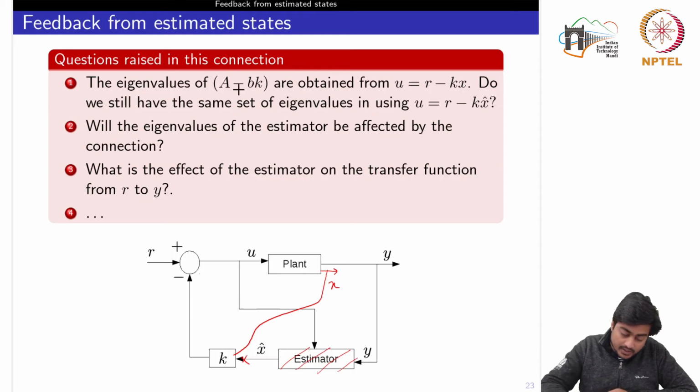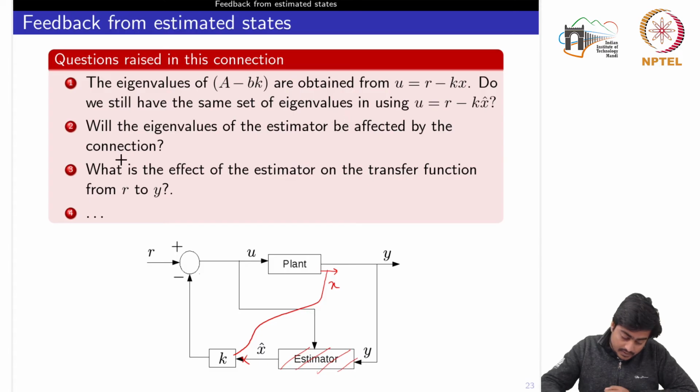Okay, so we had seen already that the closed loop state matrix would be A minus BK. Now if we are using this estimator, will the eigenvalues of the closed loop system still remain the same, or would they change? So the second question: will the eigenvalues of the estimator be affected by the connection? So it is both ways: whether the eigenvalues of the closed loop control system would be affected by the estimator or vice versa.